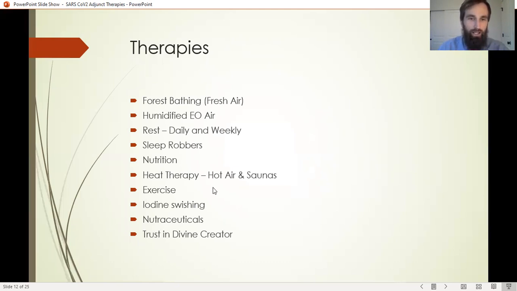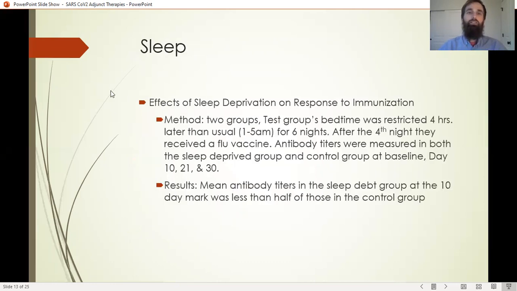We're going to look at exercise and immunity. We're going to look at iodine switching to decrease the viral load that you have. We're going to look at nutraceutical profiles, and that's just a fancy term for vitamins. And we're going to briefly look at trusting in the divine creator. So we'll get right into it.